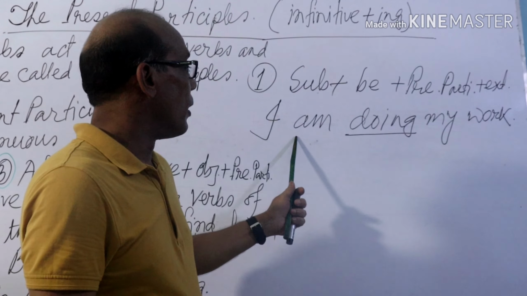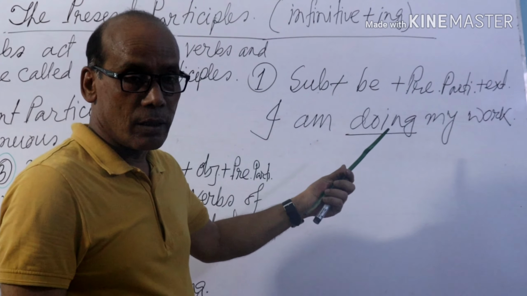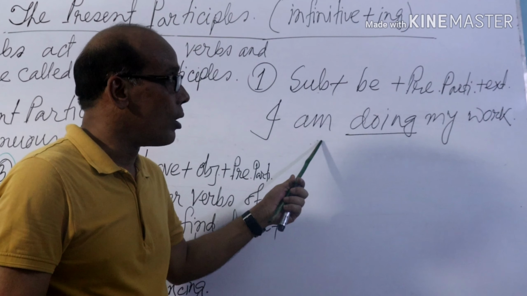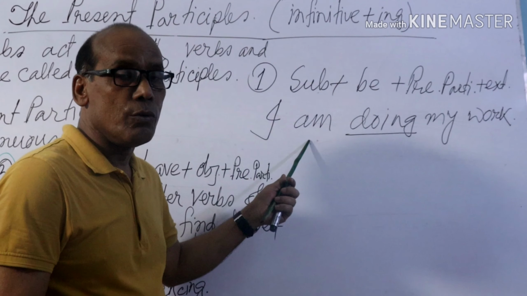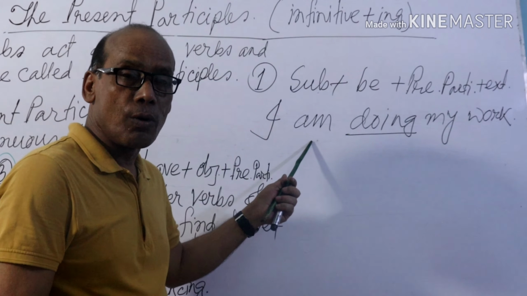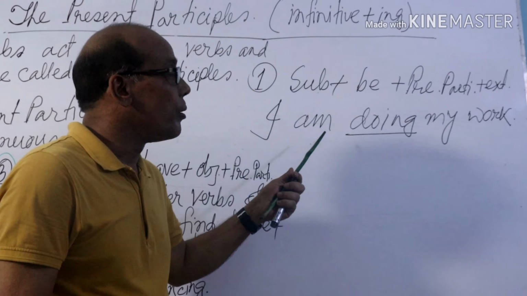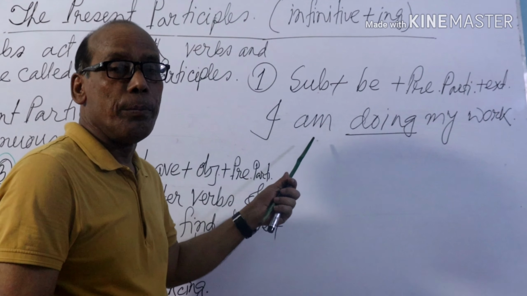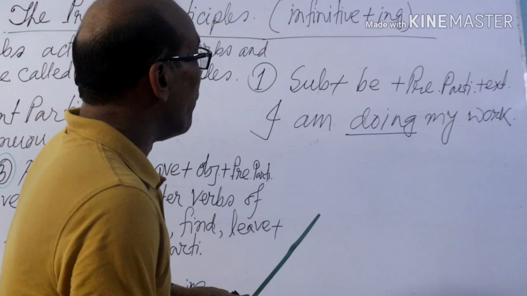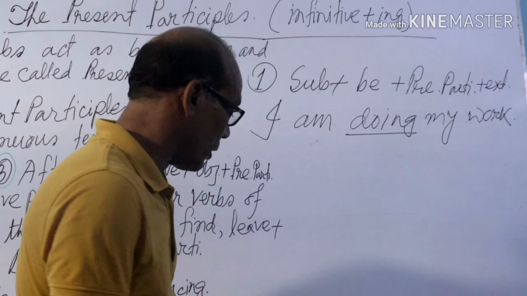So if I change the to be verb or helping verb here, it could be in another tense. Suppose I am doing my work here. I was doing my work, and I have been doing my work for an hour. I had been doing my work for an hour. I shall be doing my work. I shall have been doing my work for an hour. So in this way, to make continuous tenses, we use present participle.